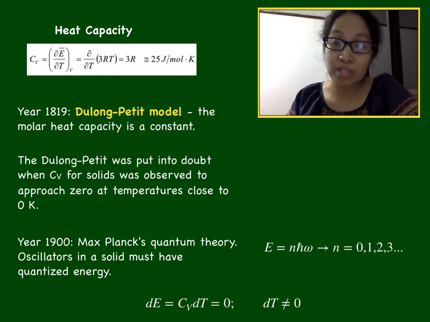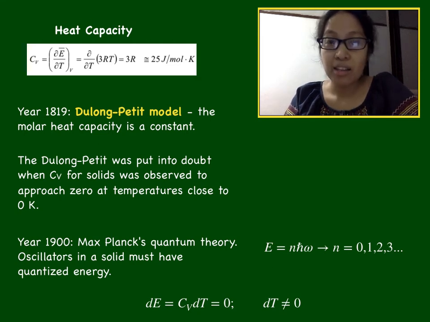Then in 1906, Einstein made a deduction based on this quantum theory. If the harmonic oscillators in a crystal have discrete energy levels, as Planck proposed, then they should all be at the lowest level at T equals 0 Kelvin. Okay? They should all be at the lowest level at T equals 0 Kelvin.